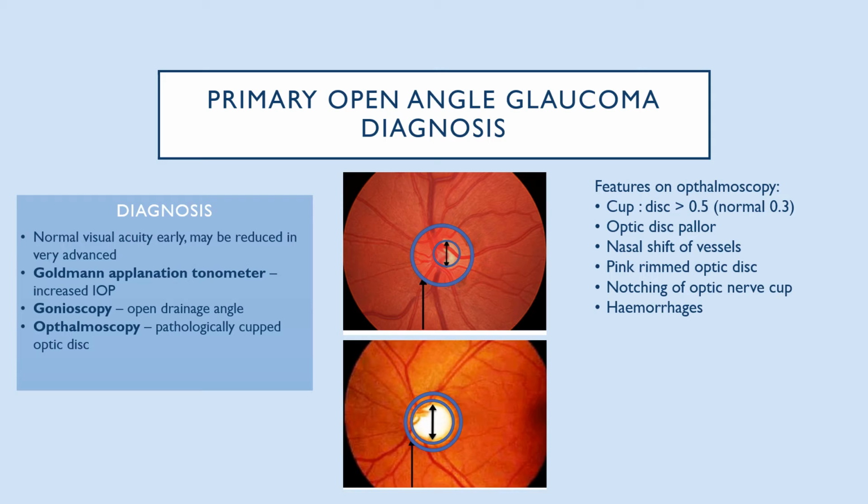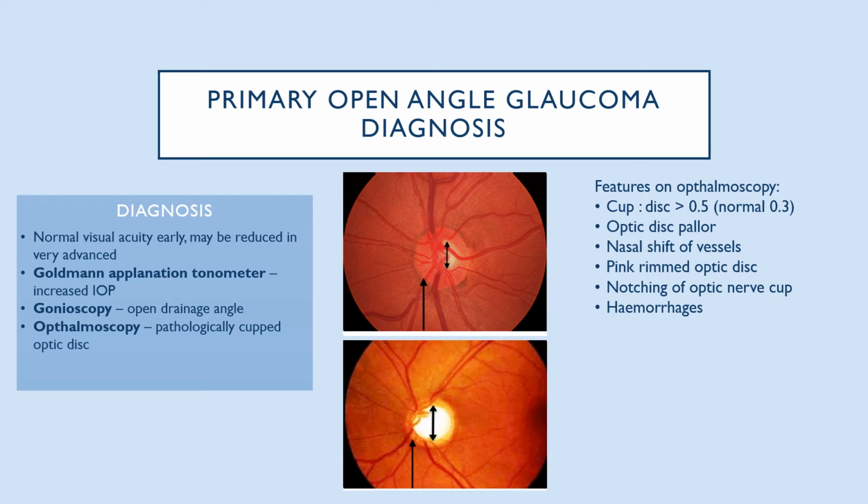However, it's important to note that there are anatomical variants. Some patients may have a higher cup to disc ratio, so it's important that we compare the cup to disc ratios that we see over a period of time and also between both eyes. You'll also see optic disc pallor, as you can see here in the bottom image. The optic disc is much paler than in the top, and we'll also see pink rimming of the optic disc, so you can see this at the bottom here.